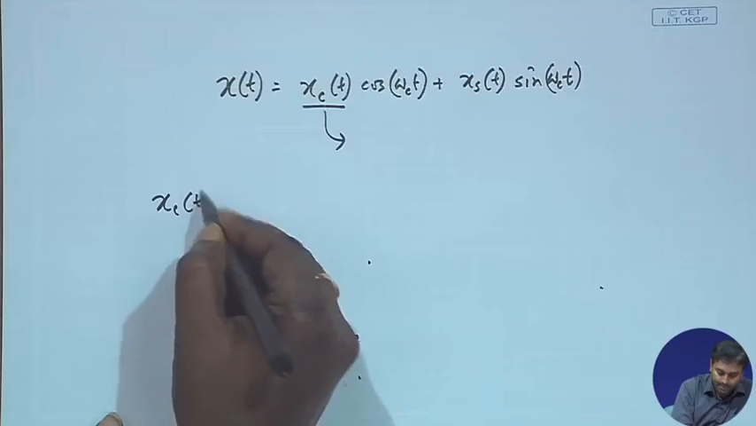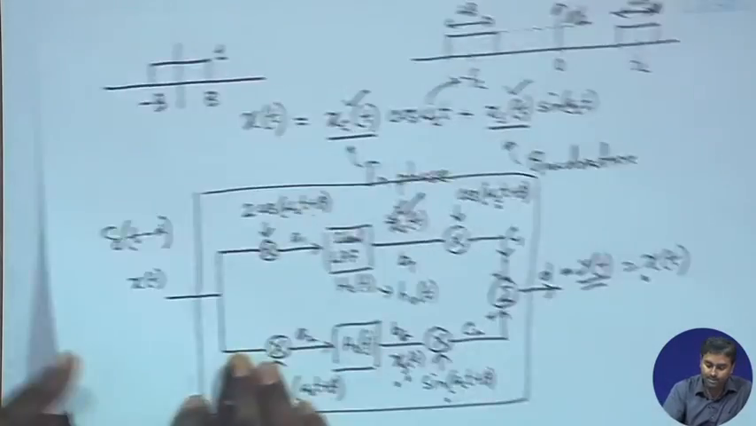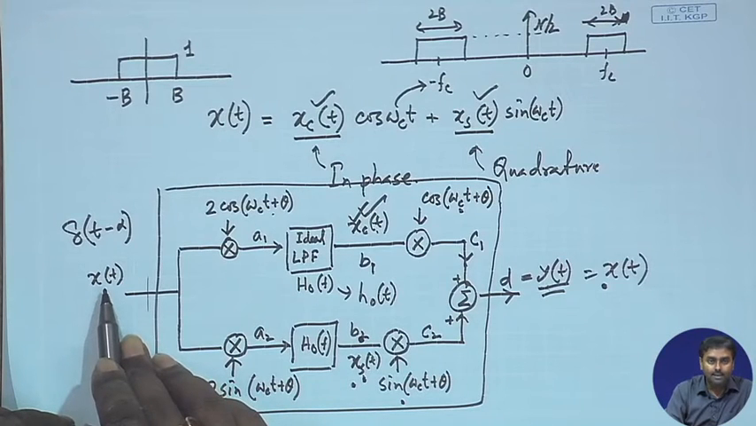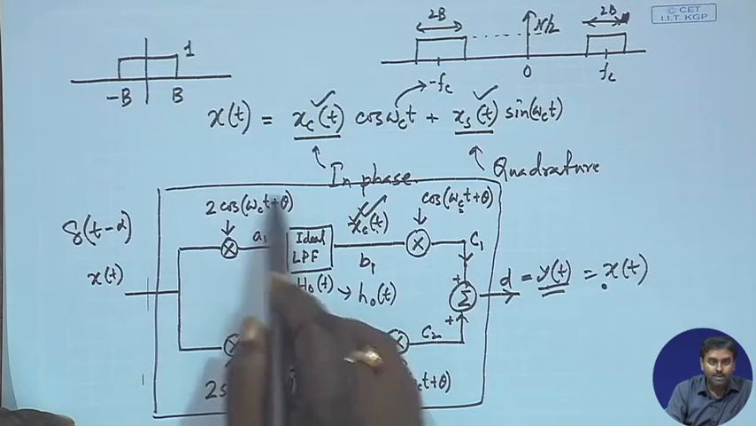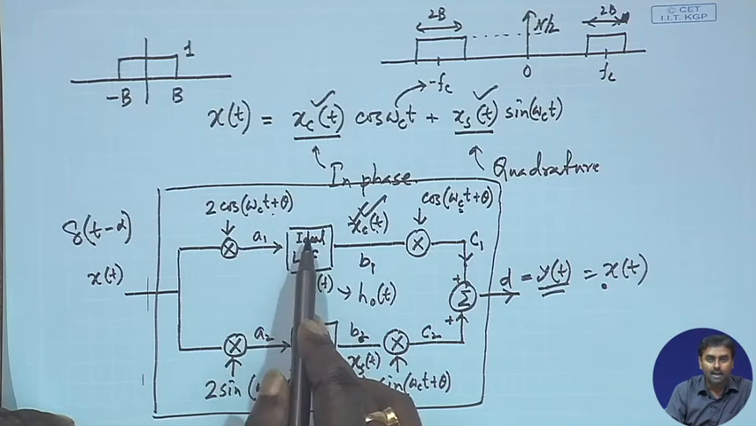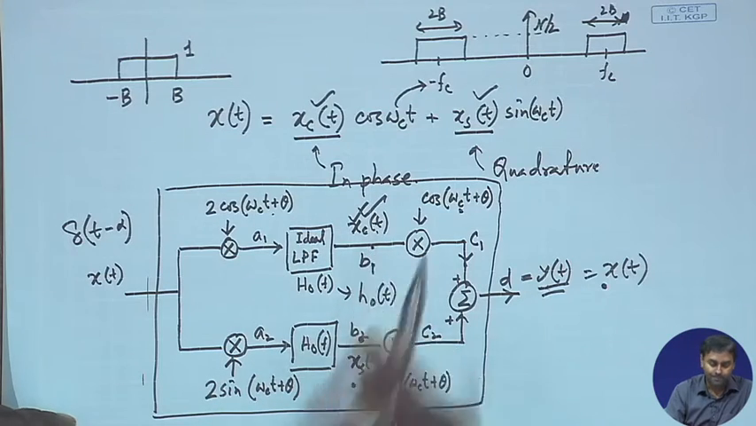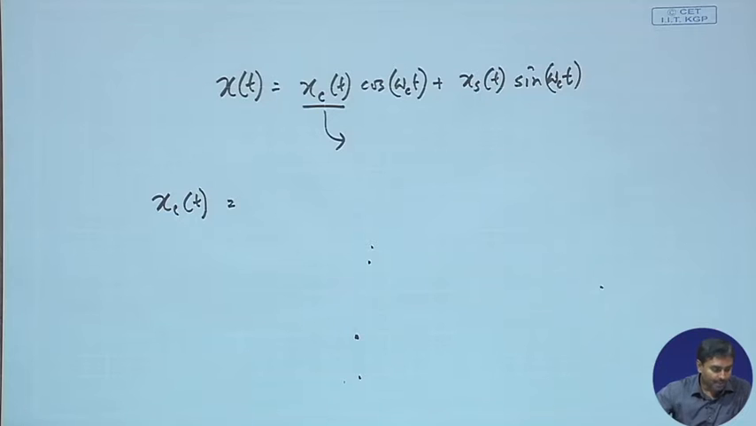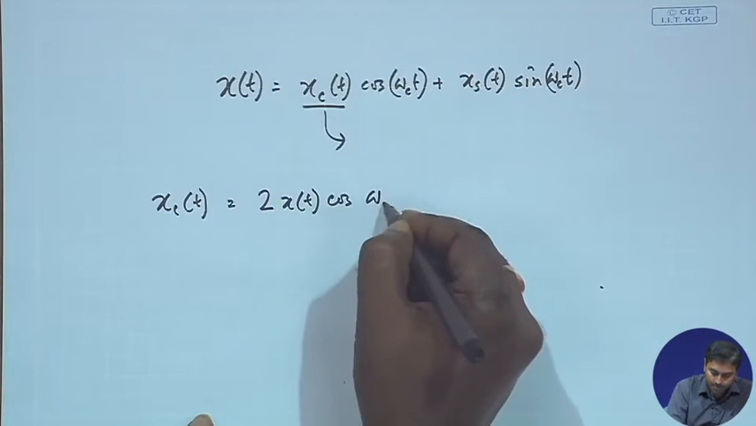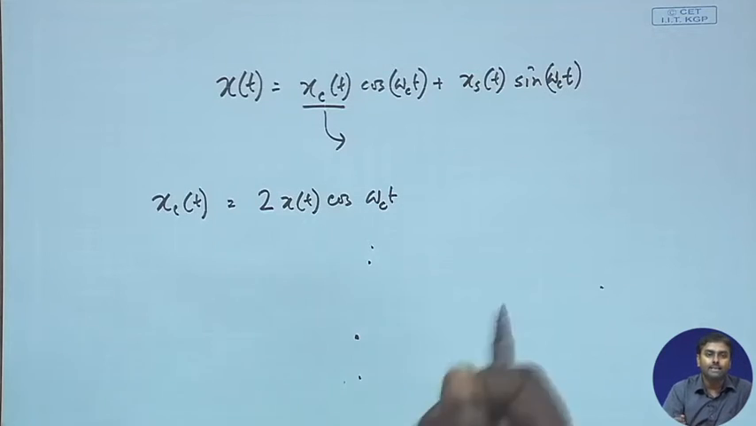So, x c t, if we just trace back through this circuit, it is nothing but this x t, okay, multiplied by this and then passed through a low pass filter, ideal low pass filter, right. That is actually B 1. So, I can write that as 2 x t cos omega c t, we are again taking theta to be 0, okay, because it is valid for any theta. So, I can always take theta equal to 0.